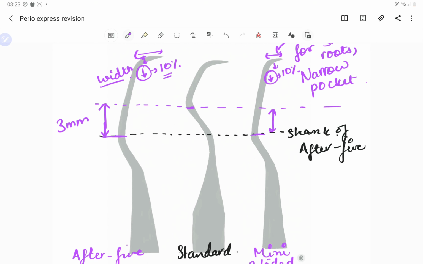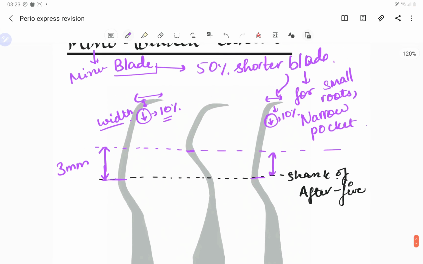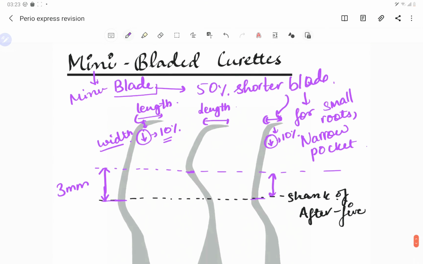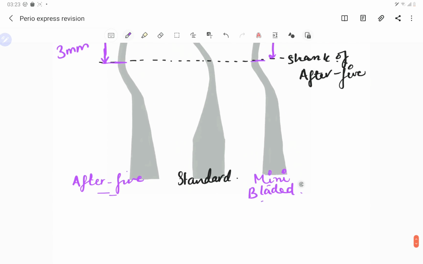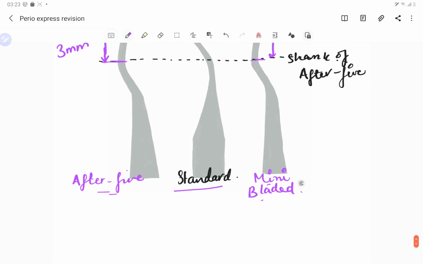But the blade length, guys, for the after 5 is the same. See, this length is the same. So the blade length of standard is equal to the blade length of the after 5. But if you see the blade length for a mini blade, it is smaller. So it is 50% smaller. The blade length is decreased for the mini 5. So this is the difference between all three. Now I hope that you understand the difference between a standard, after 5 and the mini blade.